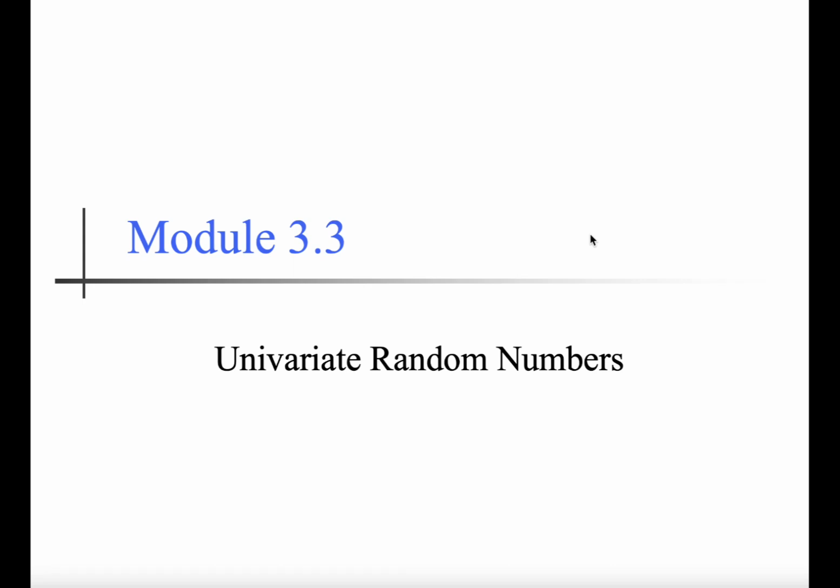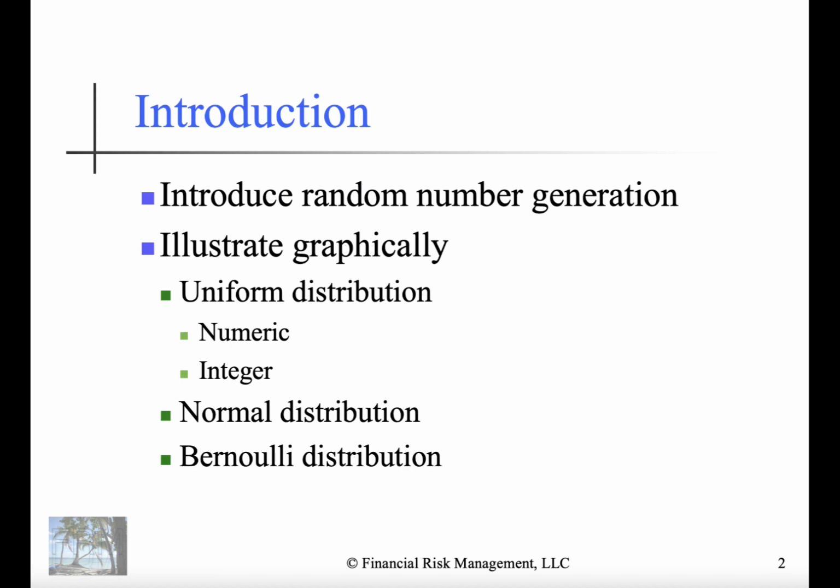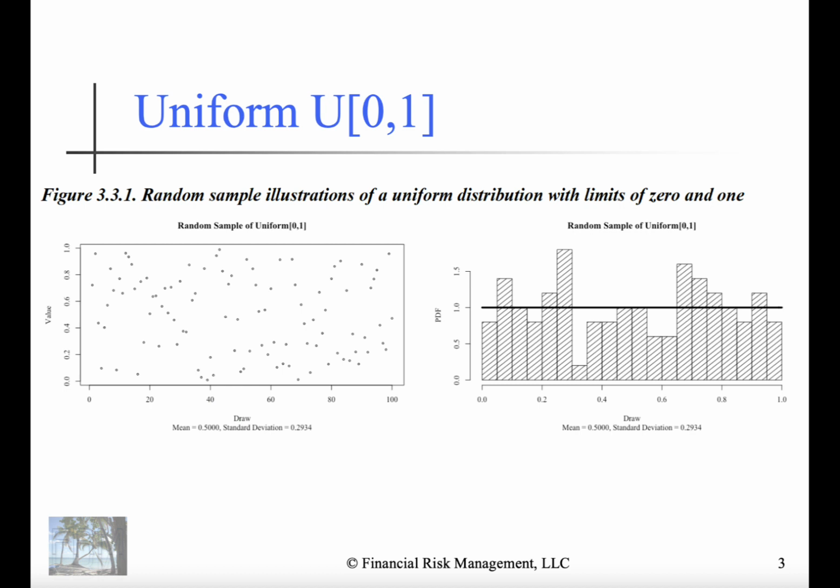In Module 3.3, we investigate univariate random number generation and its role in different financial applications. We will circle back to multivariate random number generation when we get to dynamic risk measures later on in the book. But in this particular module, we basically just introduce the concept of random number generation. We'll illustrate graphically some uniform distributions, uniform numeric and integer. We'll introduce the normal distribution as well as a Bernoulli distribution that's useful in credit analysis.